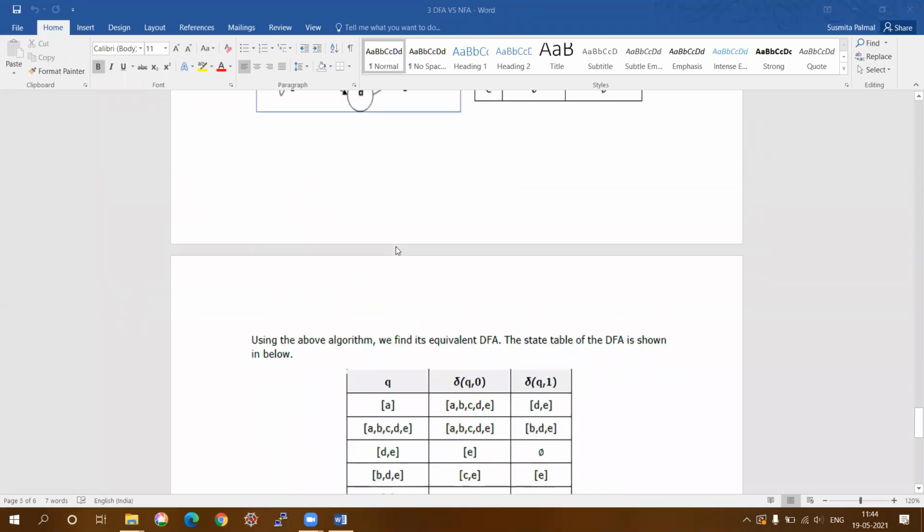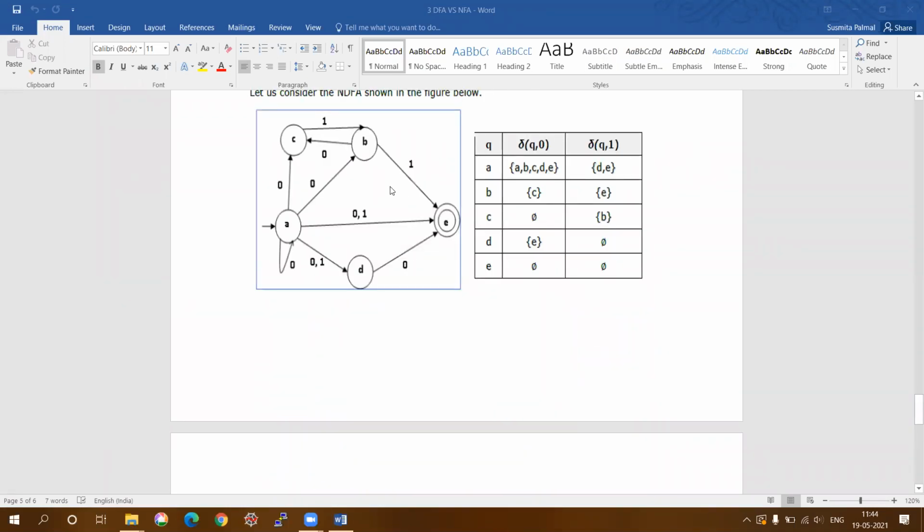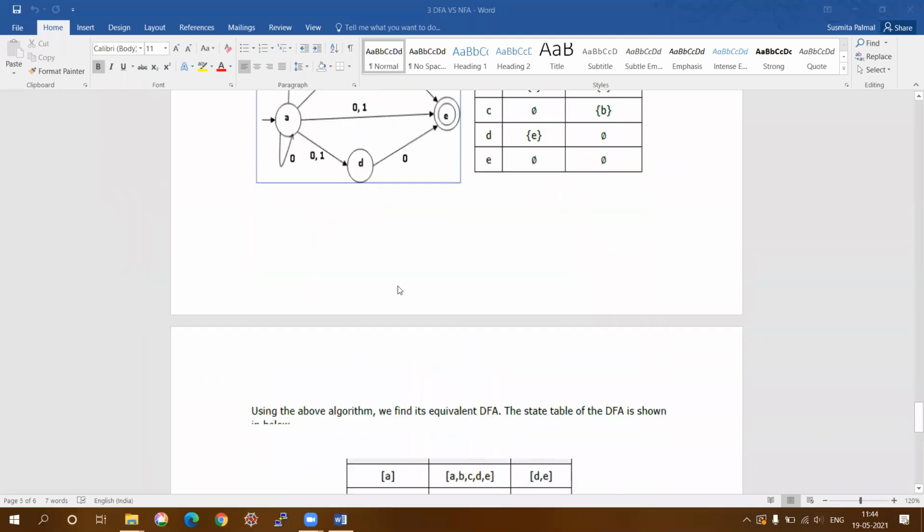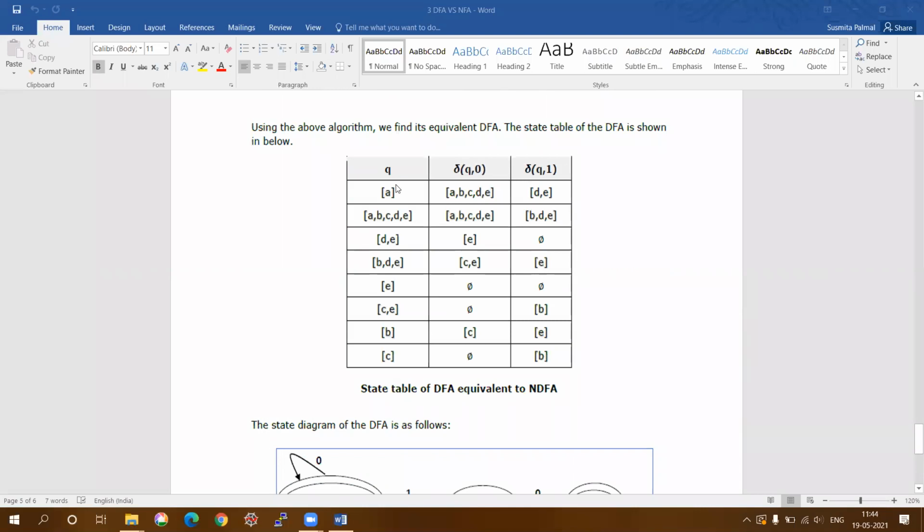So as I told you, whenever you convert from non-deterministic finite automata to deterministic finite automata, we will consider this total set of states, whatever is written in each cell, as a single state. ABCDE is a single state, D is a single state, ABCDE again is a single state, BD is a single state, then E is a single state, and these are the unique combinations of the states which we will consider as single state. So for each of the states, there should be some transition for DFA.